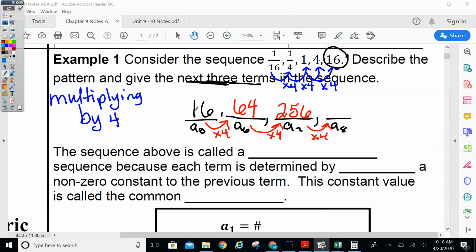1024. So this is actually what a recursive is. You need the previous one in order to get the next one. So you have to go in order for the recursive formula. When we get to the explicit formula, you can just plug it in and it'll give you the answer, whatever number you want. But for this one, you have to go in order. Alright, so this sequence here is called geometric.